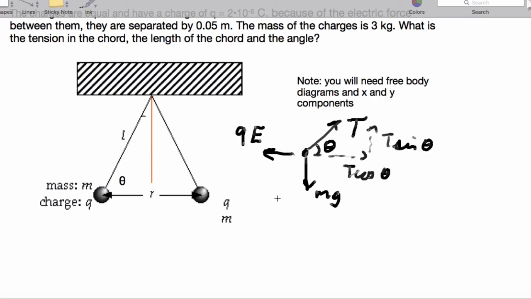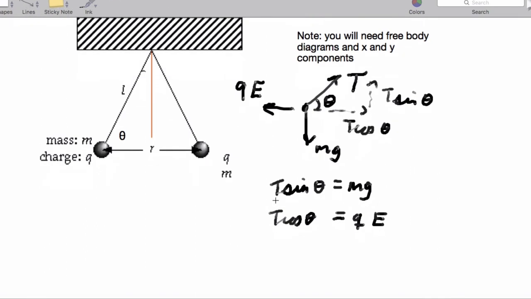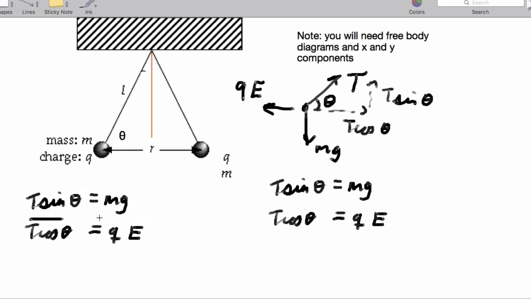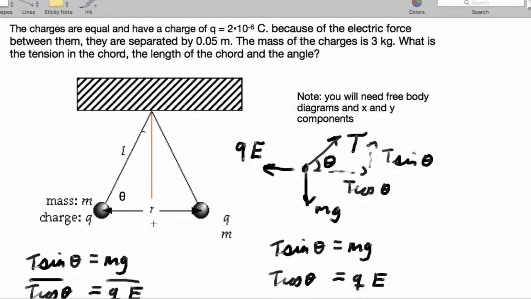So now let's set up balanced forces. In the y direction, that's T sine theta equals mg, and in the x direction, T cosine theta equals qE. The first thing I'm going to do is get the angle by doing some trig. I'm going to divide the first equation by the second. So I'm going to end up getting tangent of theta equals, now I'll put in my numbers.